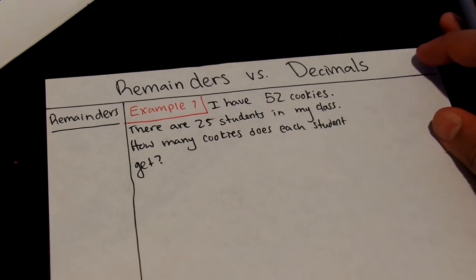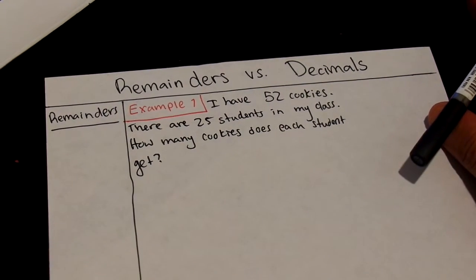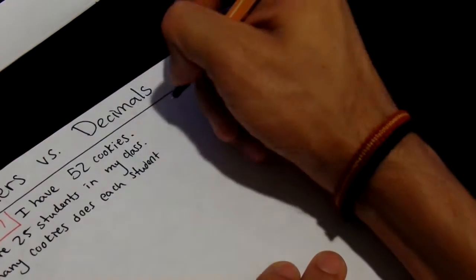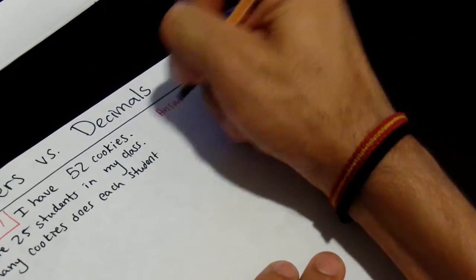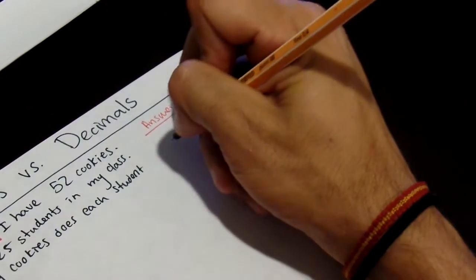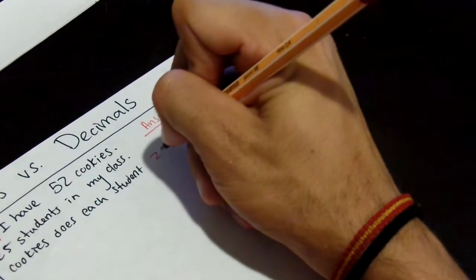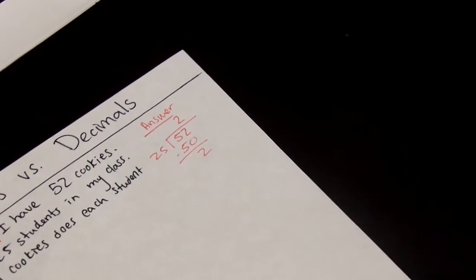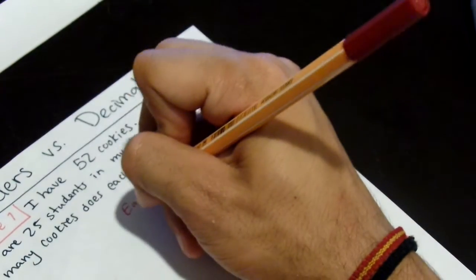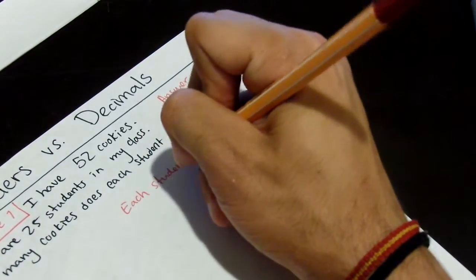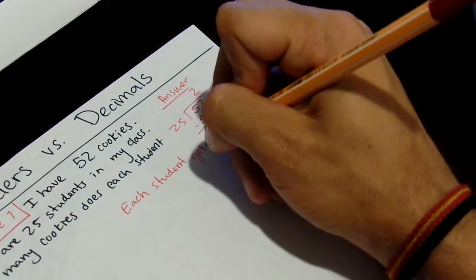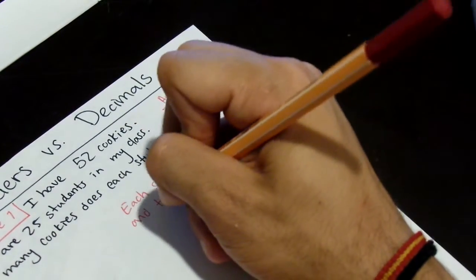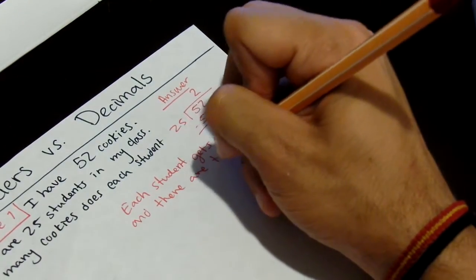Now, would it make sense to say each student gets 2.08 cookies? No. Okay, in this case, your answer is something like, we can do it, 52 divided by 25, we get 2, with 2 left over. So I'm going to write, in this case, each student gets 2 cookies. And there are 2 extra.